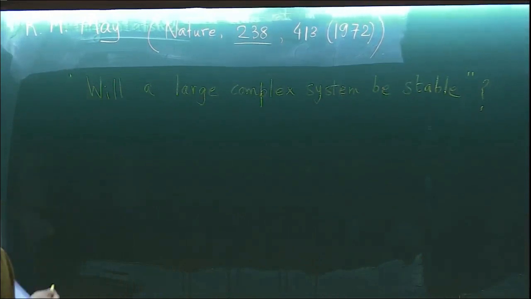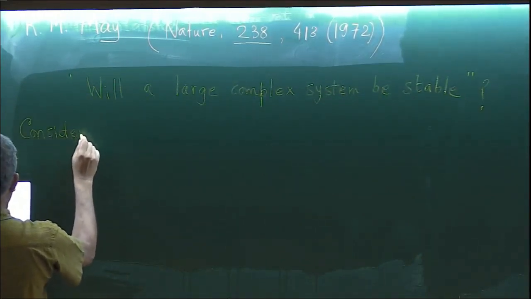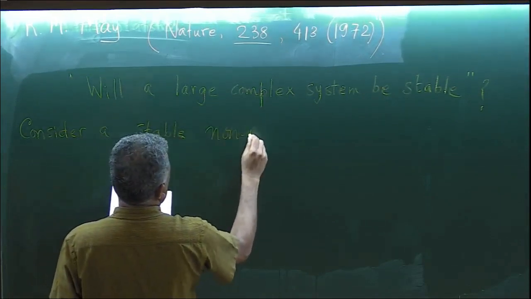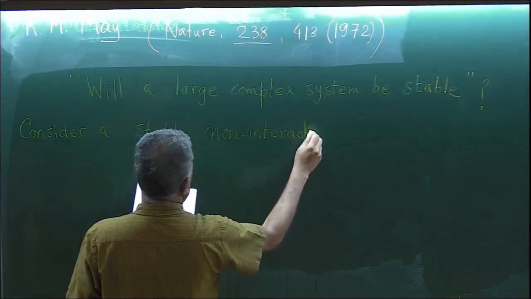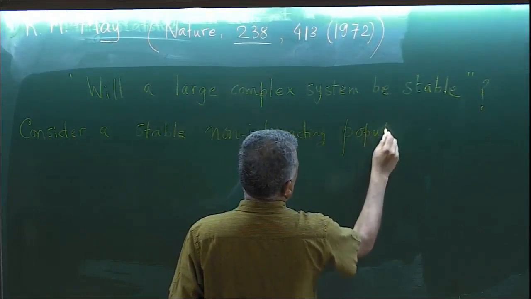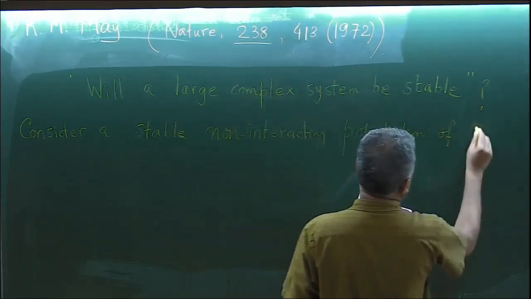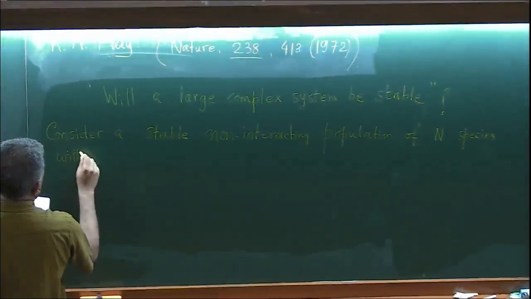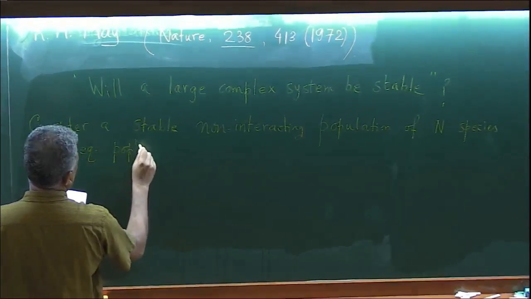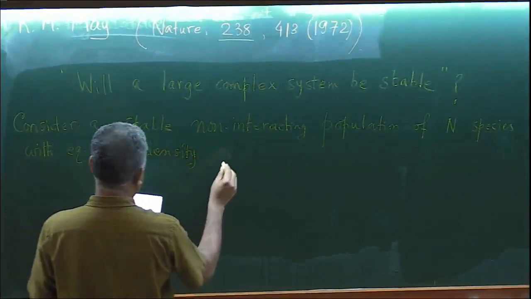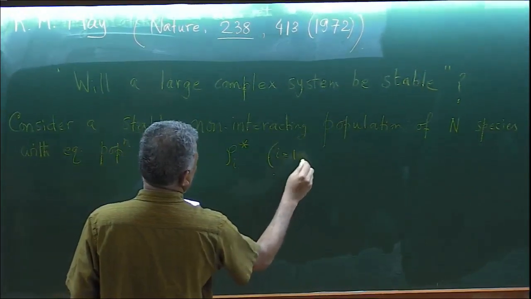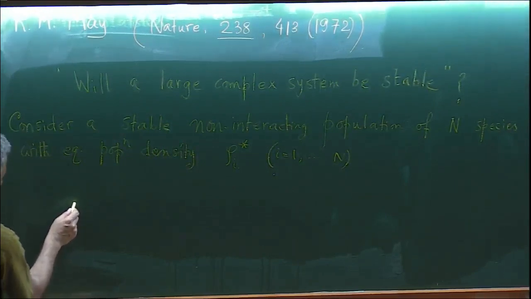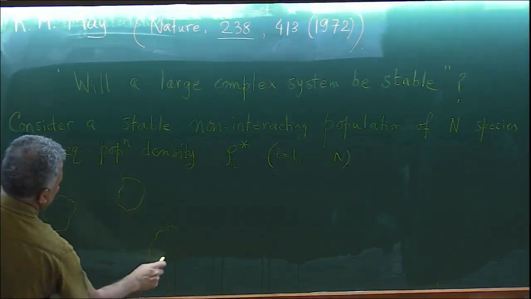So what he was interested in was the following question. Consider a stable, I'll tell you exactly what it means, non-interacting population of n species with sort of equilibrium population density, if you like, rho_i star, where i goes from 1 to n. Imagine that you have n islands like that, which are totally disconnected from each other.